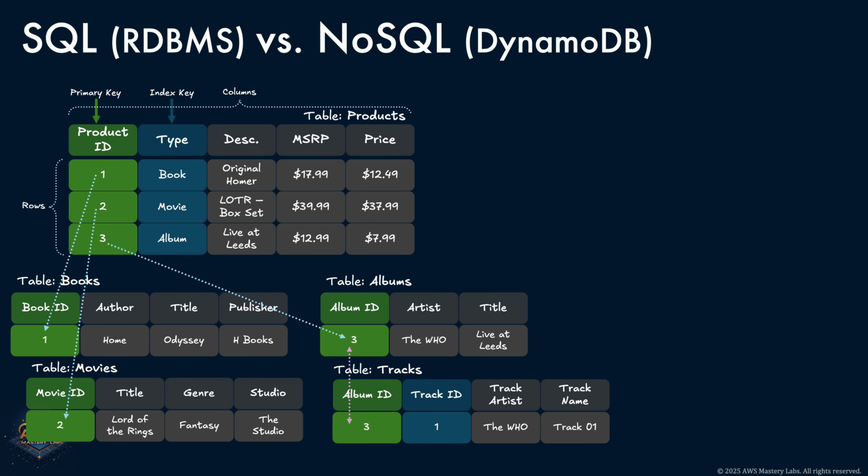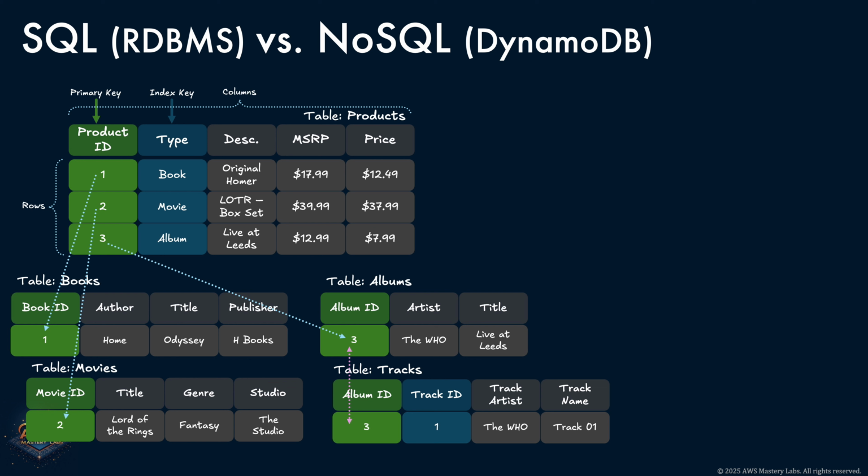Let's begin by examining how data is typically modeled in a relational database. On the left side of the illustration, we see a traditional RDBMS design commonly used for managing a catalog of products. At the center is the products table, which holds general-purpose attributes shared across all product types. This table serves as the foundation, while more specific product details are separated out into dedicated tables: books, albums, and movies, each connected to the main table using foreign key relationships.